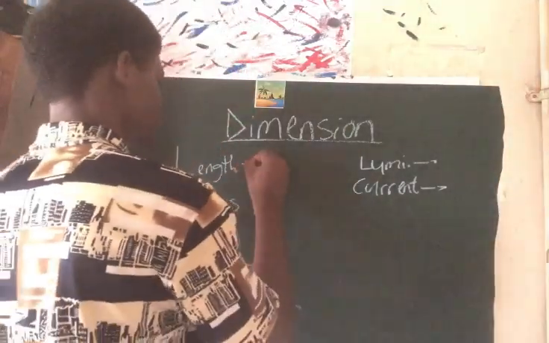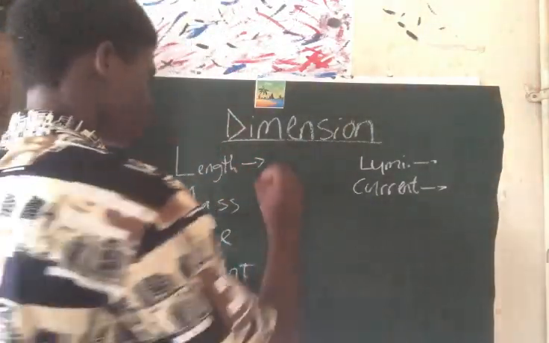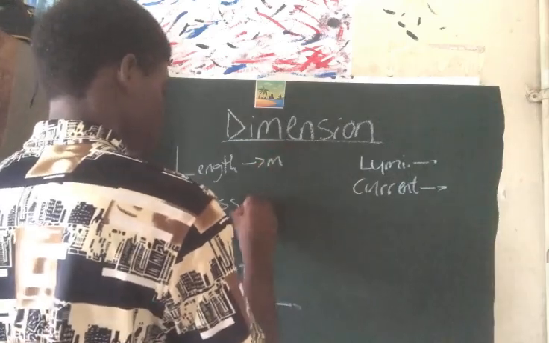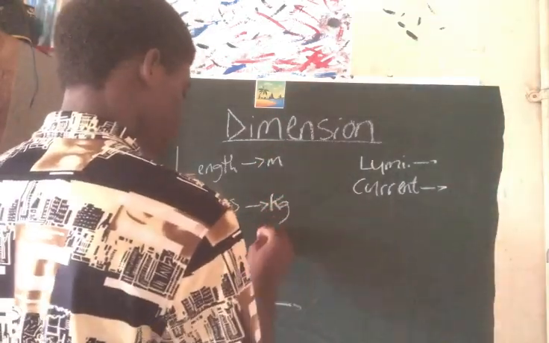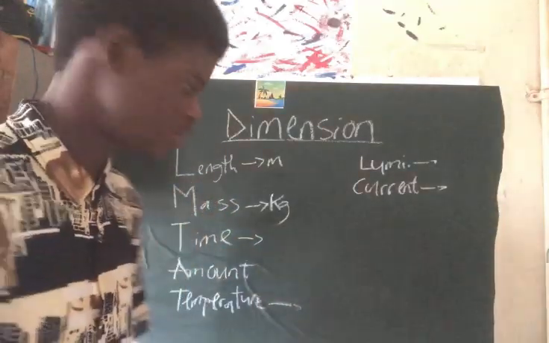So length, the unit is meter. So that's m for meter. For mass, the unit is kilogram. That's kg. For time is seconds.